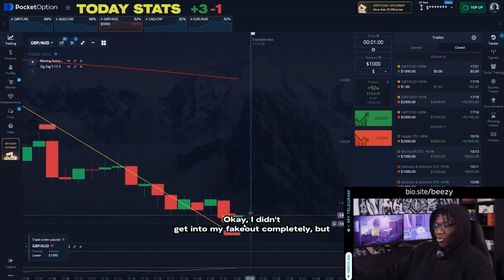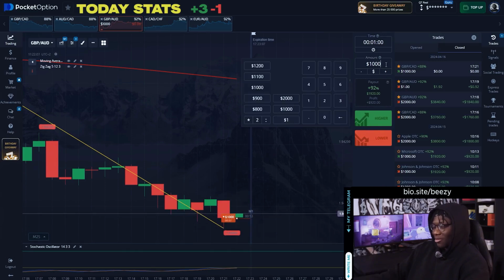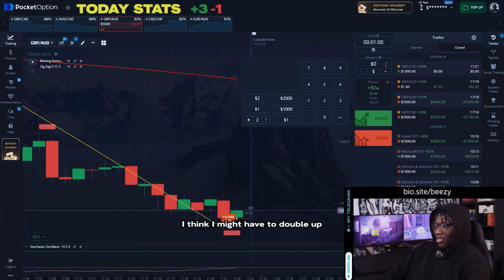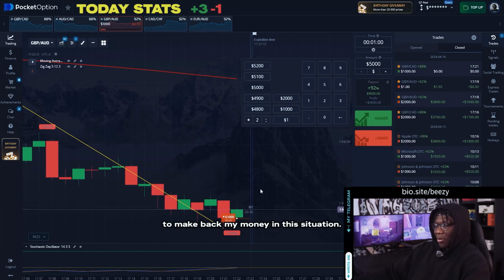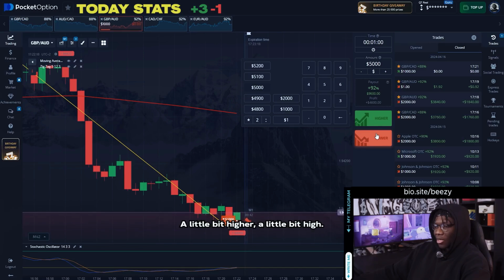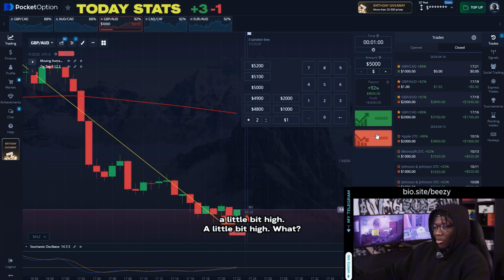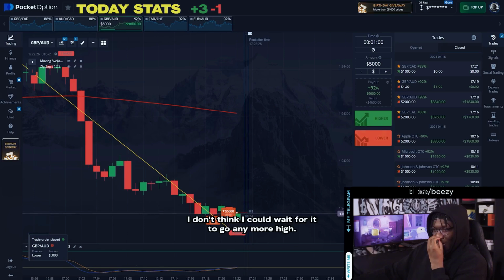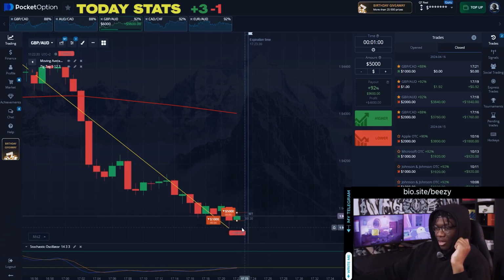Okay, I didn't get into my fake out completely, but I think I might have to double up to make back my money on this situation. Come on, a little bit higher, a little bit higher, more, a little bit higher. Okay, I don't think I can wait for it to go any higher. So we're entered into a 5K.